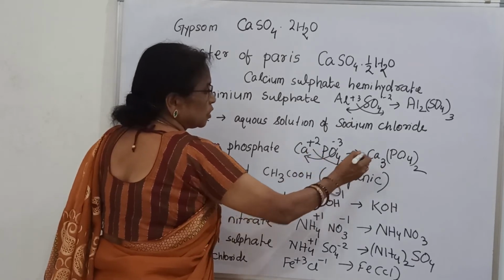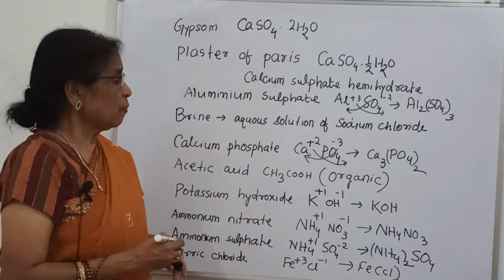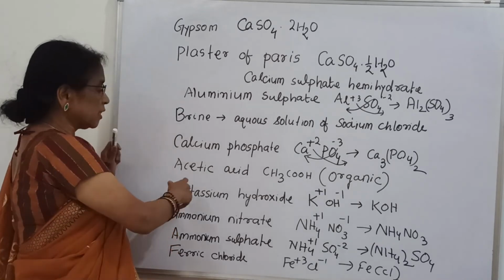Calcium phosphate, calcium is Ca plus 2, phosphate is PO4 minus 3, again 3 will come to here and 2 will come to here. So the structure formula is Ca3(PO4)2.